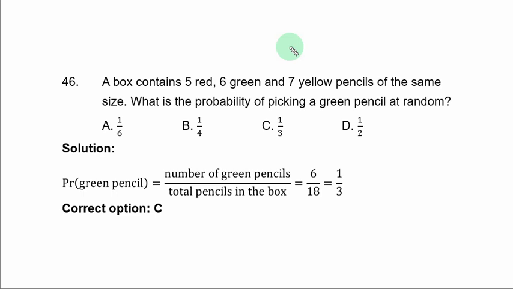Question 46. A box contains 5 red, 6 green, and 7 yellow pencils of the same size. What is the probability of picking a green pencil at random? That is simple. Number of green pencils over total pencils in the box. That is 6 over 18, which reduces to 1 over 3. C is the correct option.